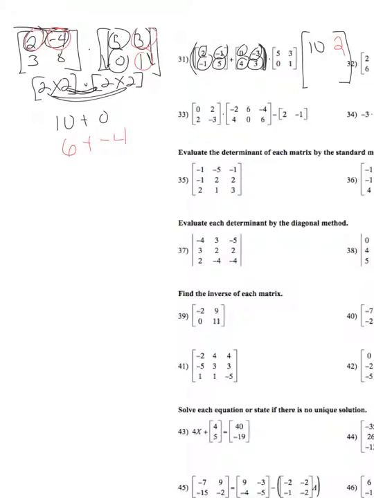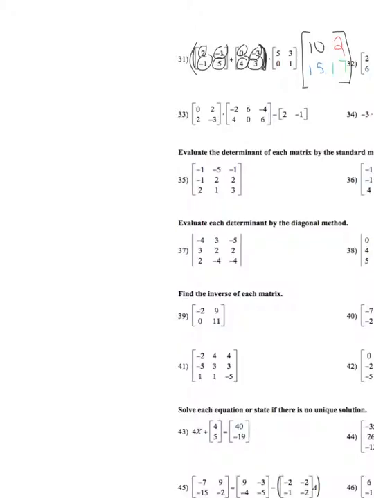Let's go for this one right here. Okay, so that's going to be this one and this column. So 3 times 5 is 15, plus 8 times 0 is 0. So 15 plus 0 makes that one a 15. And then the last one will go here times here. So 3 times 3 is 9, plus 8 times 1 is 8 for a grand total of 17.